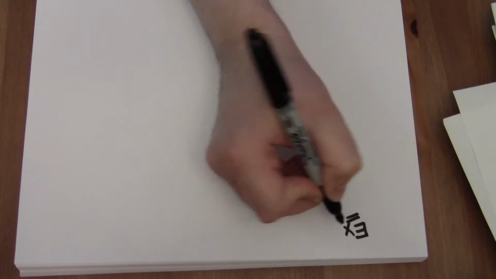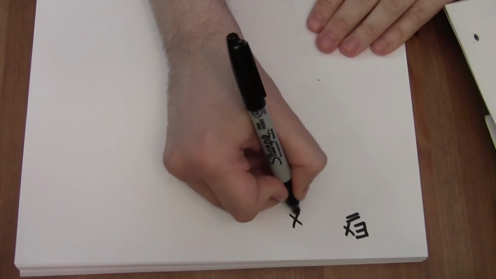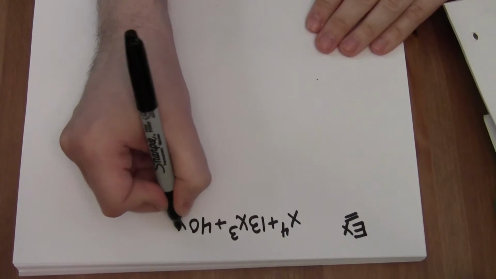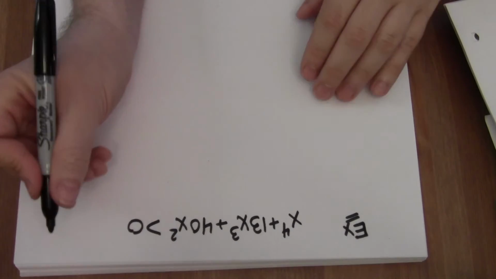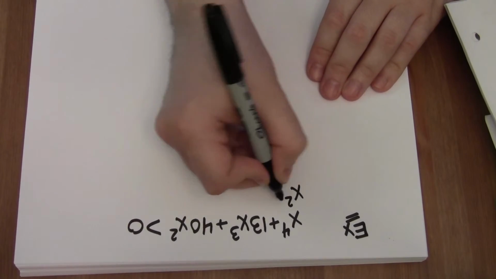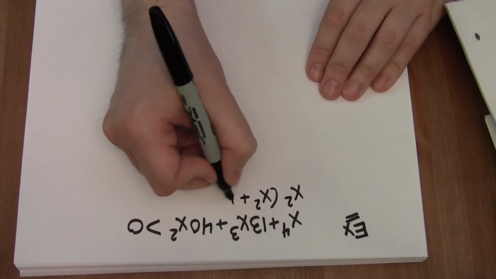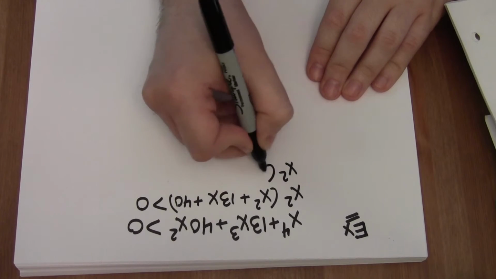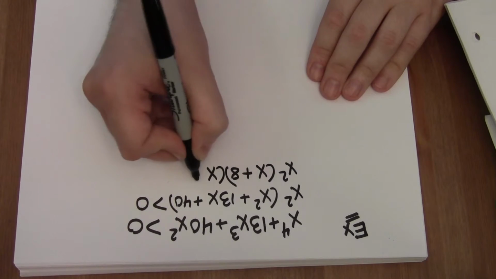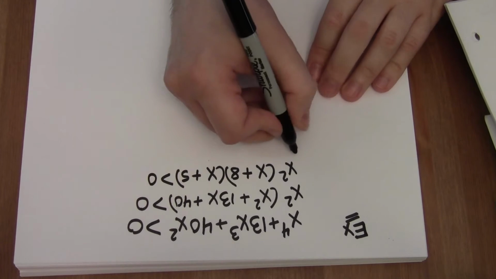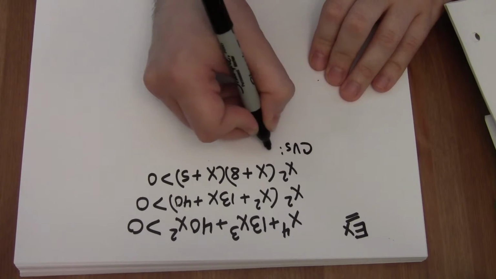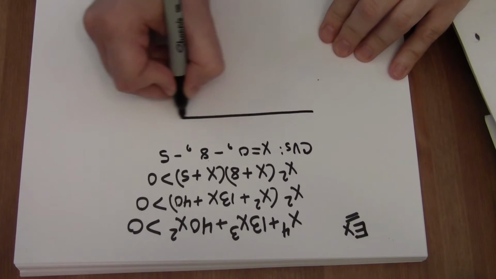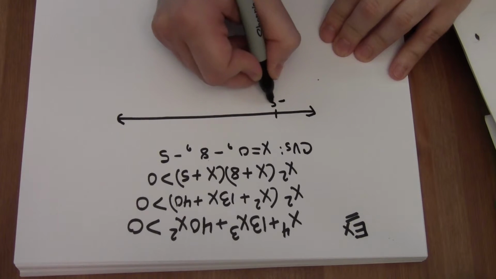Looking at another polynomial inequality, let's take a look at x to the 4th plus 13x cubed plus 40x squared is greater than 0. To be able to make some sense out of this, I need to factor it. So I'm going to say x squared times x squared plus 13x plus 40 is greater than 0. X squared times x plus 8 times x plus 5 is greater than 0. And setting all the parts equal to 0, I'm getting critical values at x equals 0, negative 8, and negative 5. I'm going to go and plot those on a number line.